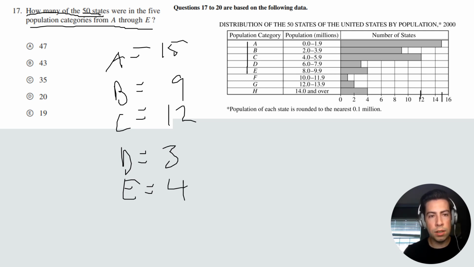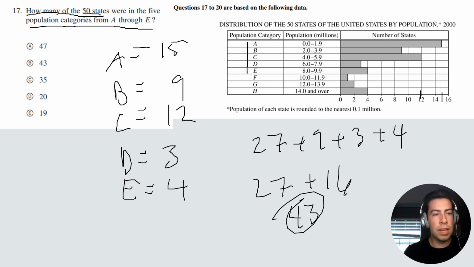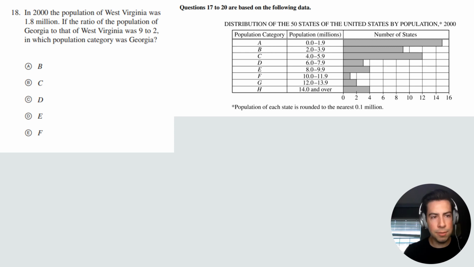So let's see here. 15 plus 12 is going to be 27, plus 9 plus 3 plus 4. 27 plus 9 is 36, plus 3 plus 4 is going to be 43. All right, so our answer is going to be B. Now let's go on to number 18.